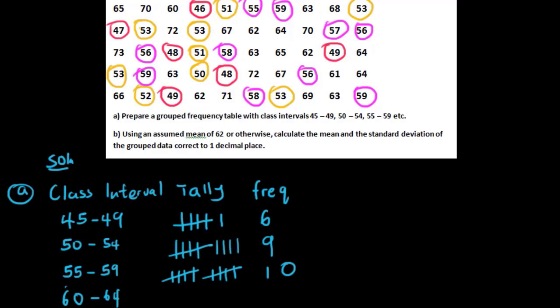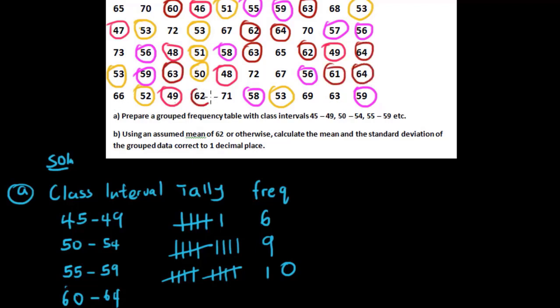60 to 64. 60 to 64, we have 1, 2, 3, 4, 5, 6, 7, 8, 9, 10, 11, 12. So we've got 12. 1, 2, 3, 4, 5, 1, 2, 3, 4, 5. That's 10. So we've got 12. Do you understand this?